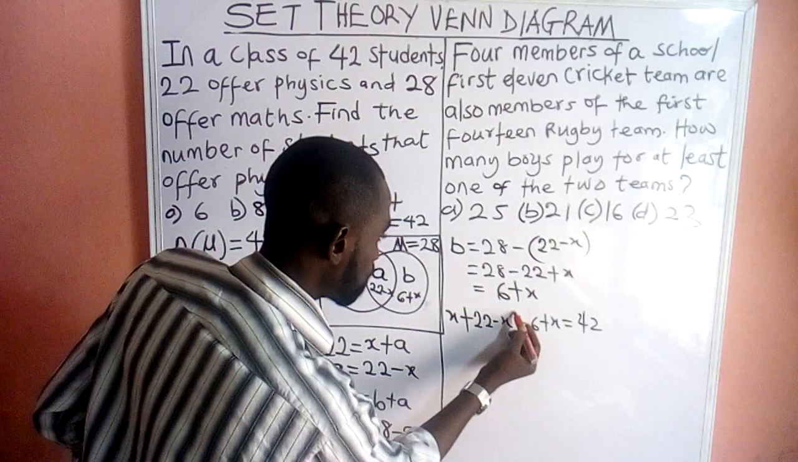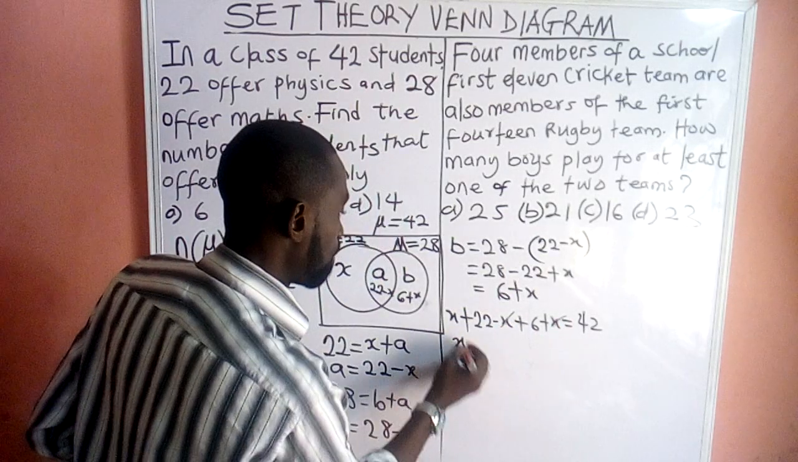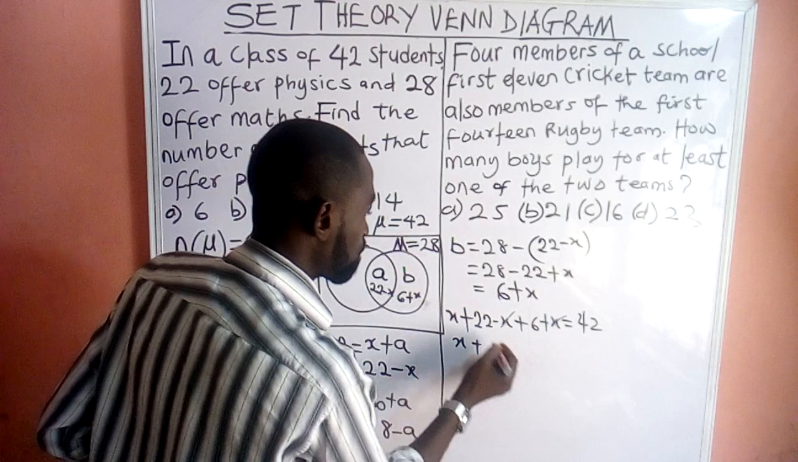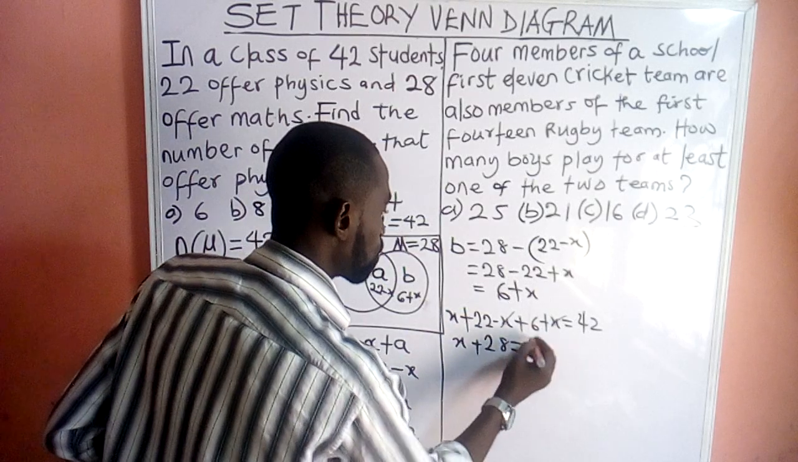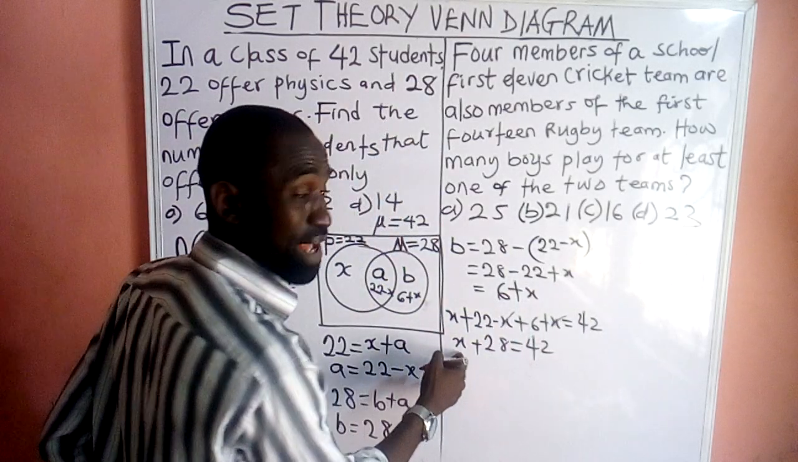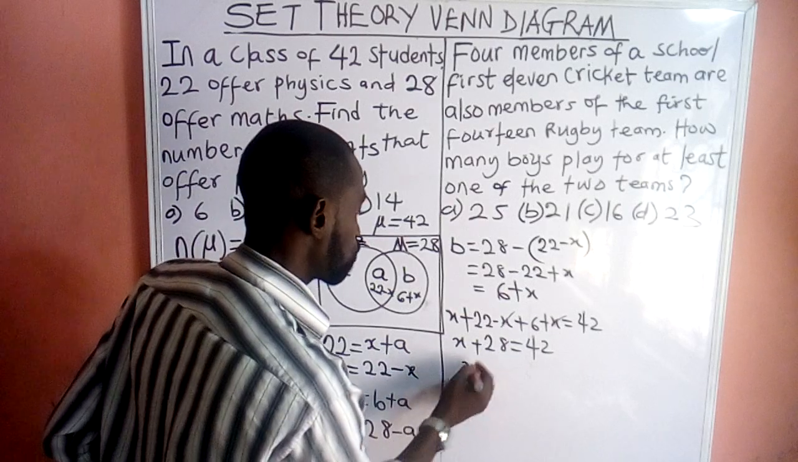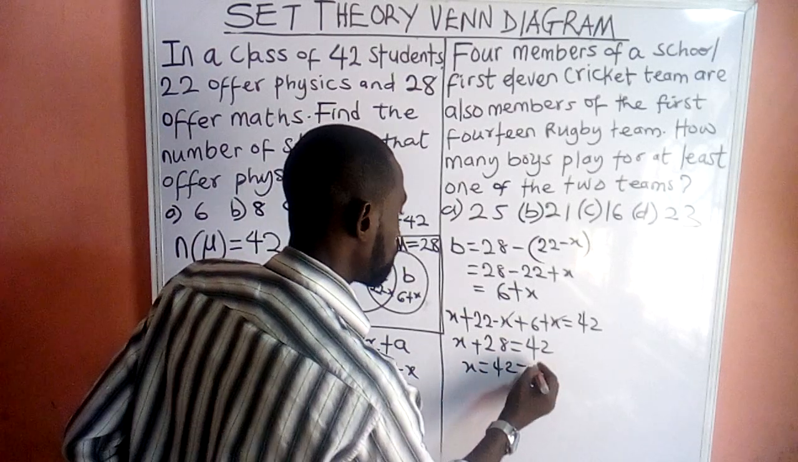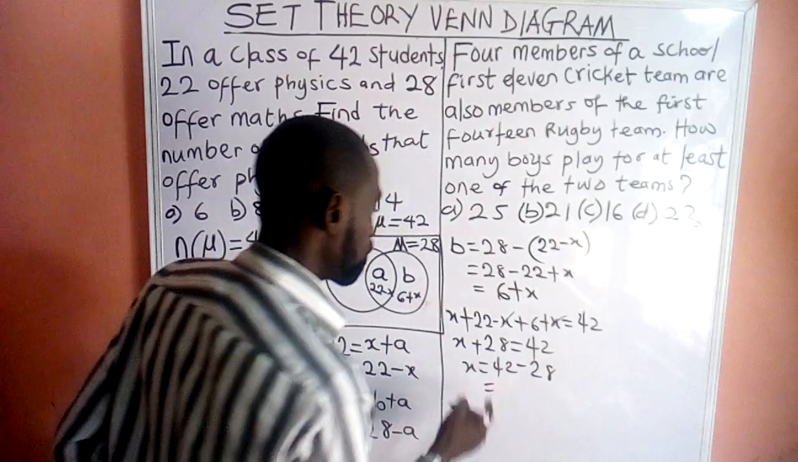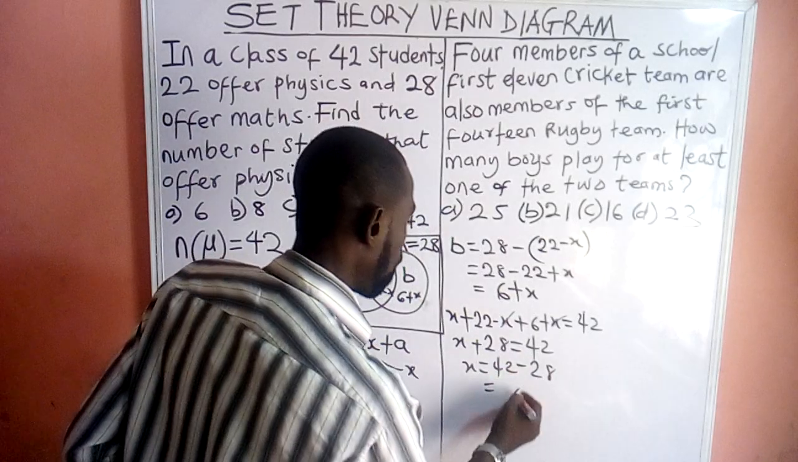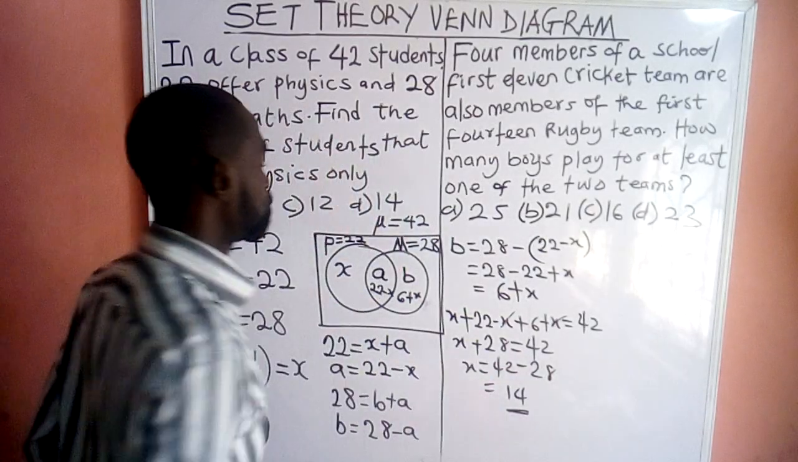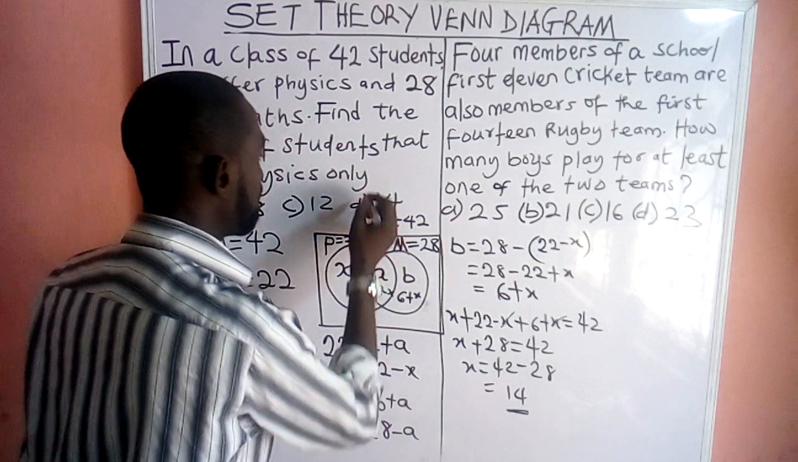Minus x plus x can cancel out. So here I have x plus 22 plus 6 will give us 28. 28 equals 42. So what is our x? Make x the subject of the formula. x will be equal to what now? 42 minus 28. And what is 42 minus 28? Here we have 4 and we have 1. So the correct answer to this is 14.